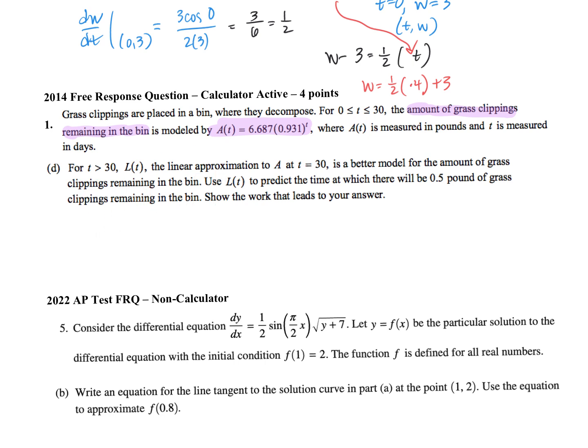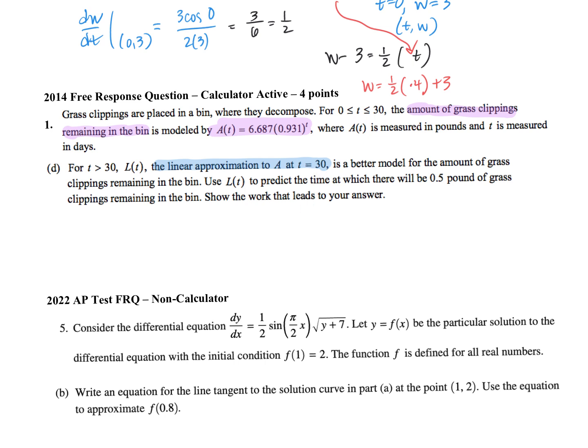The linear approximation to A at t equals 30 is a better model for the amount of grass clippings in the bin. Use that approximation to predict a time where there will be 0.5 pounds of grass clippings remaining in the bin. So we haven't done one quite like this. But first they want us to go ahead and find that linear approximation when t is 30. And we get a calculator. So we've got to write the equation of a tangent line when t is 30.